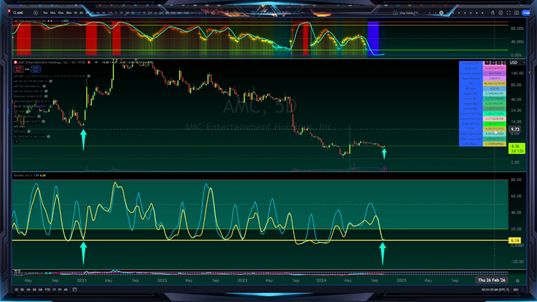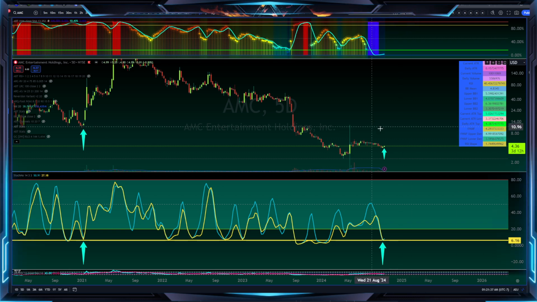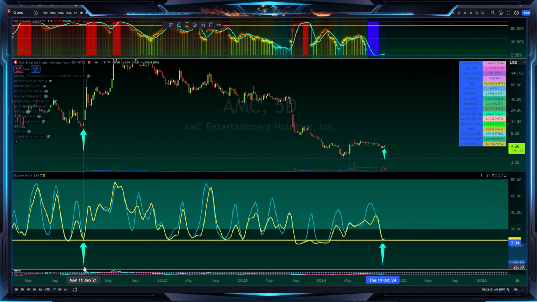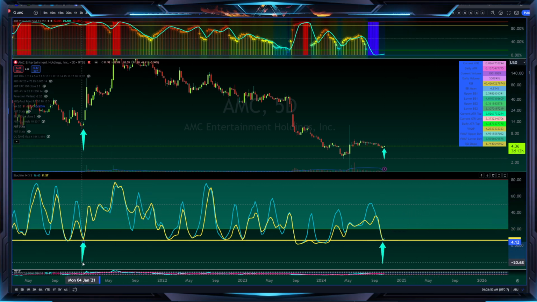Let's go ahead and take a look at AMC here on the 5-day chart. Number one, I want to show you the stochastic momentum indicator on the 5-day time frame. Please take a look at our current position right up in here. Let's focus on this arrow right here, and this arrow right back over here too.